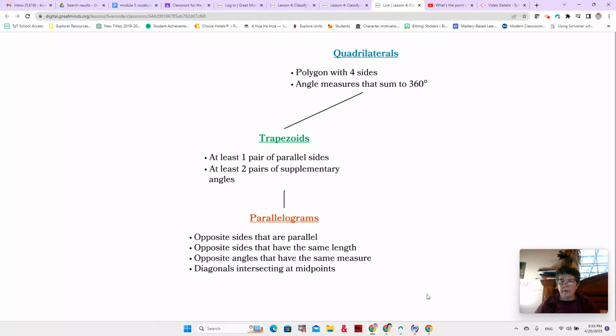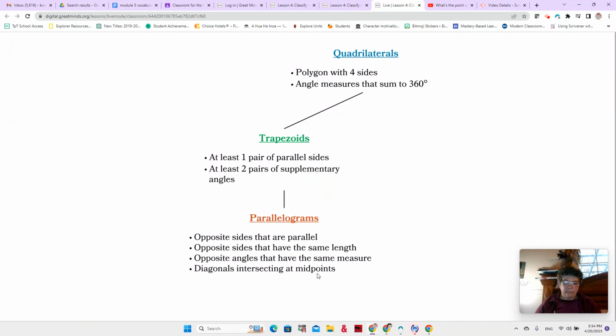Okay, here we are in the last video of lesson 4, and you can see we have a hierarchy, right? Quadrilaterals, polygon with 4 sides, and the angles measure to 360. Trapezoids are a quadrilateral. They have at least one pair of parallel sides and 2 pairs of supplementary angles. That's angles that add up to 180 degrees. Then inside of trapezoids are also parallelograms: opposite sides that are parallel, opposite sides that have the same length, opposite angles that have the same measure, and diagonals intersecting at midpoints.